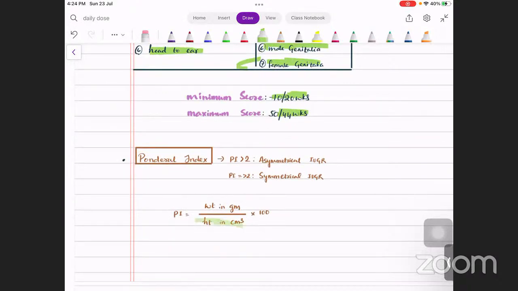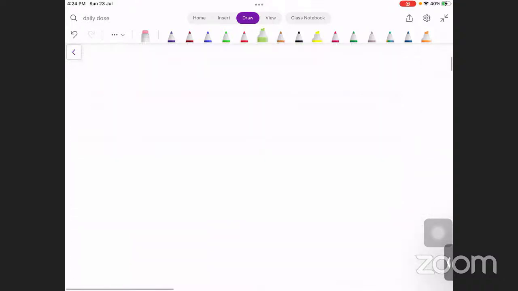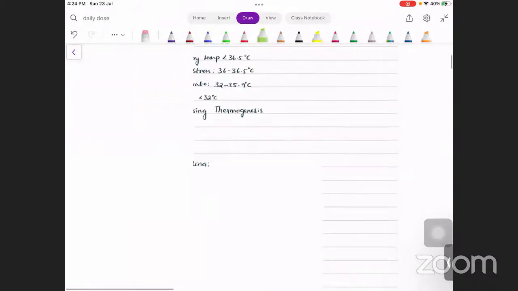Apart from that, ponderal index, we studied the ponderal index already in PSM. Weight in gram divided by height in centimeter cube, into 100, is the ponderal index. A ponderal index of more than 2 is asymmetrical intrauterine growth retardation. Equal to or less than 2 is symmetrical IUGR.